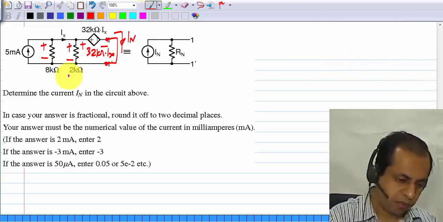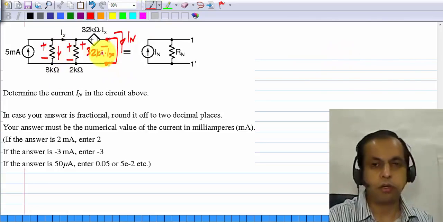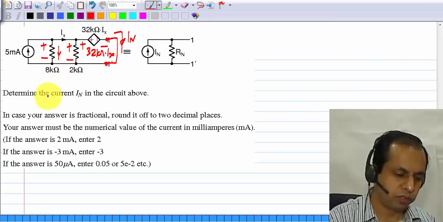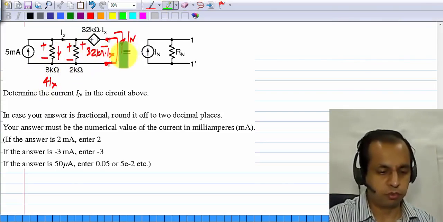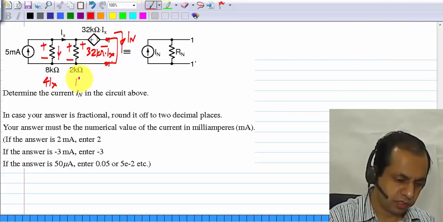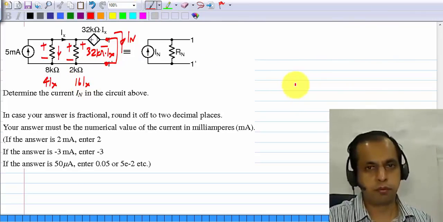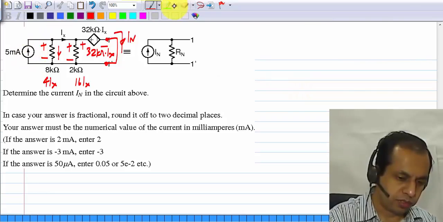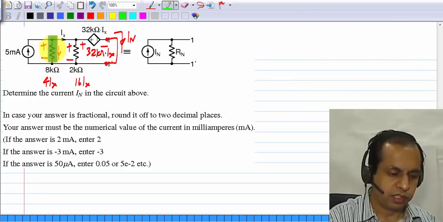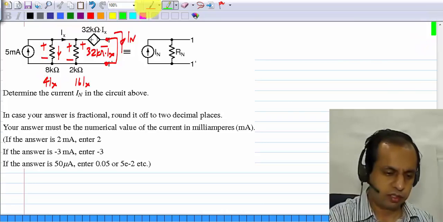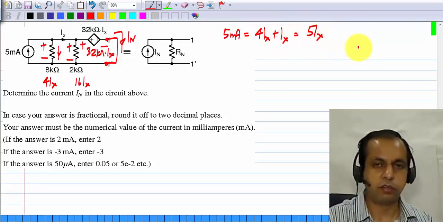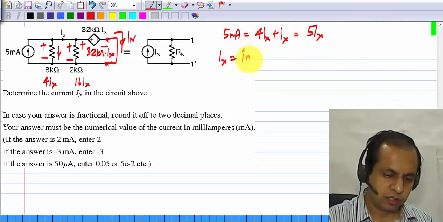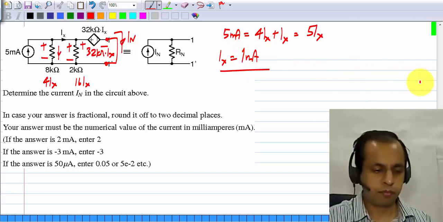Okay. So the current here is 32 kilo ohms times Ix divided by 8 kilo ohms, so that is 4 Ix, and the current in this is 32 kilo ohms times Ix divided by 2 kilo ohms, that is 16 Ix. So this 5 milliamps, it divides as 4Ix and Ix. So 5 milliamps is 4Ix plus Ix, which is 5Ix, and Ix is 1 milliampere.